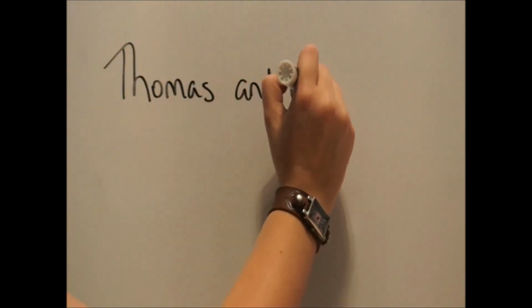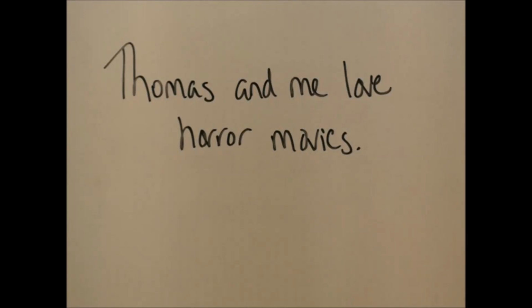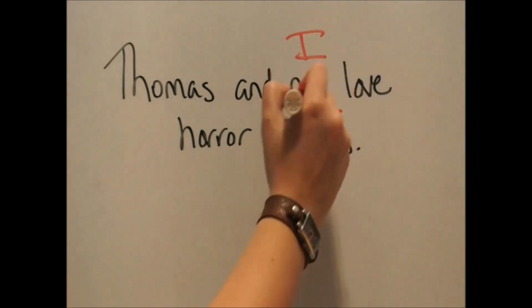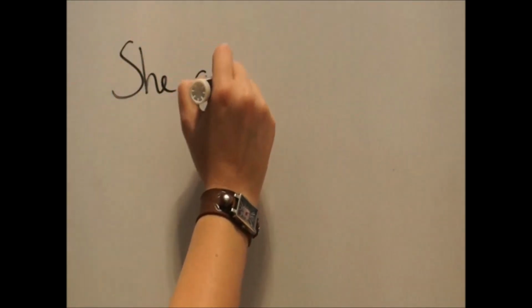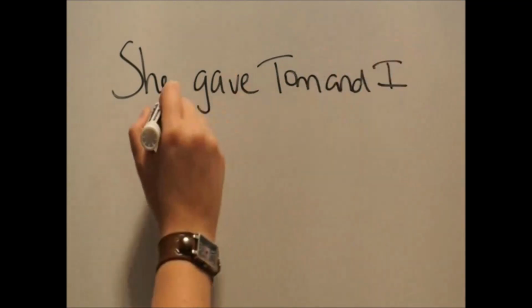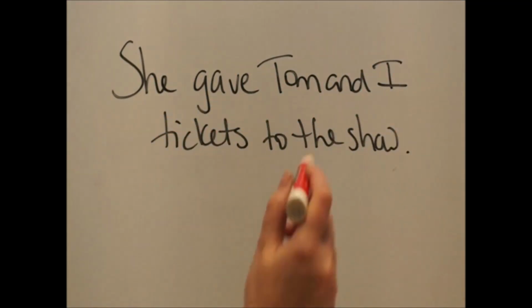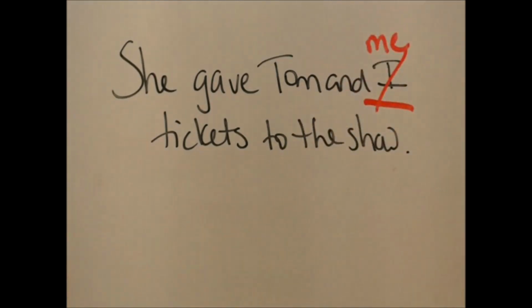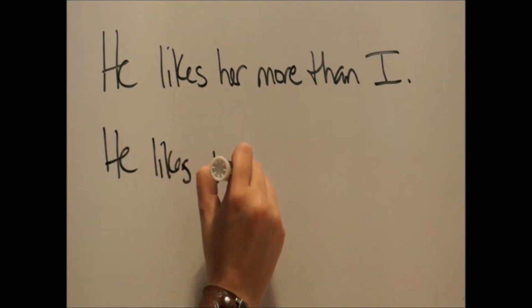Now let's take a look at a sentence. We have Thomas and me love horror movies. Well, here's the trick with pronouns. You get rid of whatever else is in the sentence and ask yourself, would you say me love horror movies? No, you would say I love horror movies. So that would be a subjective I. Or take a look at this next one. You have she gave Tom and I tickets to the show. Well, would I say she gave I tickets to the show? No, I'd say she gave me tickets to the show. So that's where I need an objective pronoun.